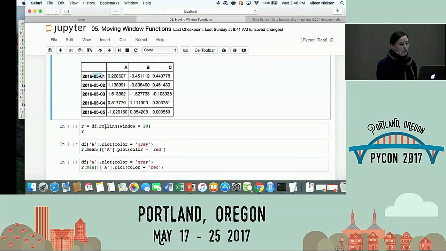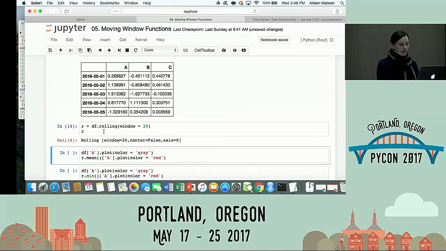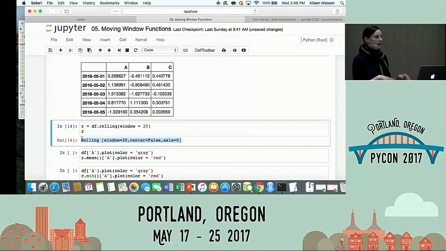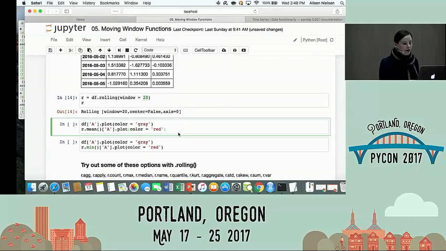I want to do now a rolling. If I do df.rolling, a nice class method there, I just get a rolling object. Well, why do I just get a rolling? I haven't done anything yet with it, right? I've just told this data frame, please aggregate with a window of 20 periods at a time, but I haven't actually told it how to aggregate. It's like doing a group by and then not giving it an operation to do on the group. So you get these rolling objects. Let's actually do something with it.